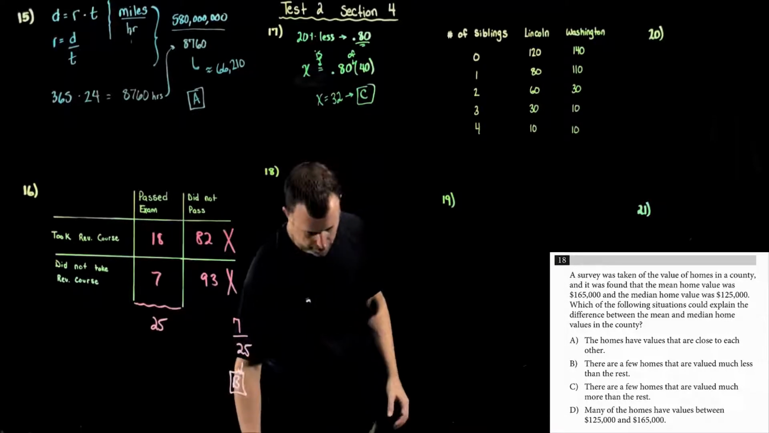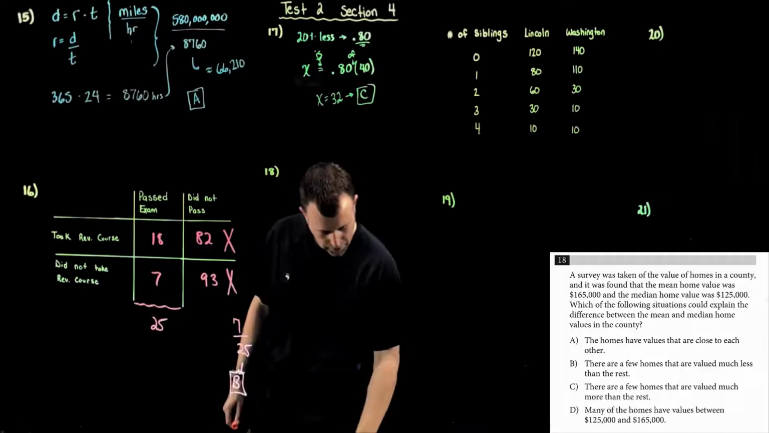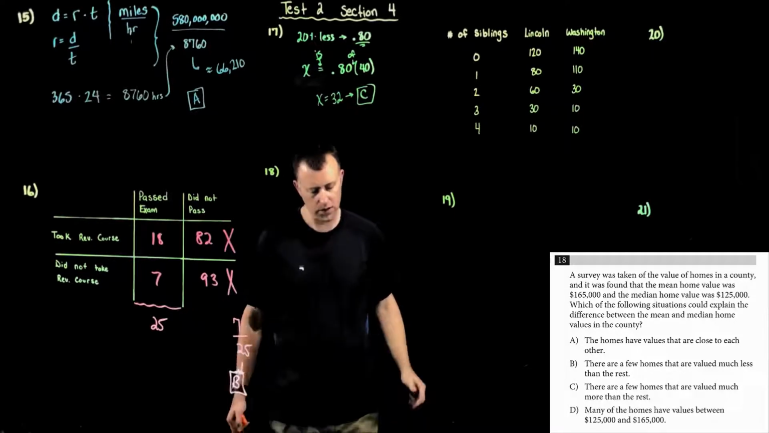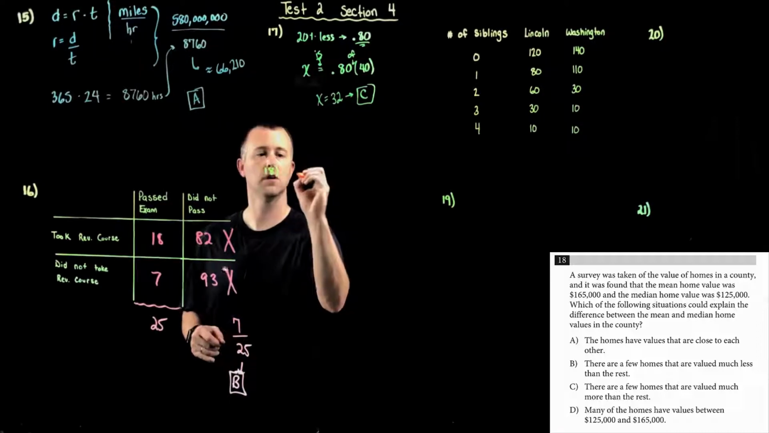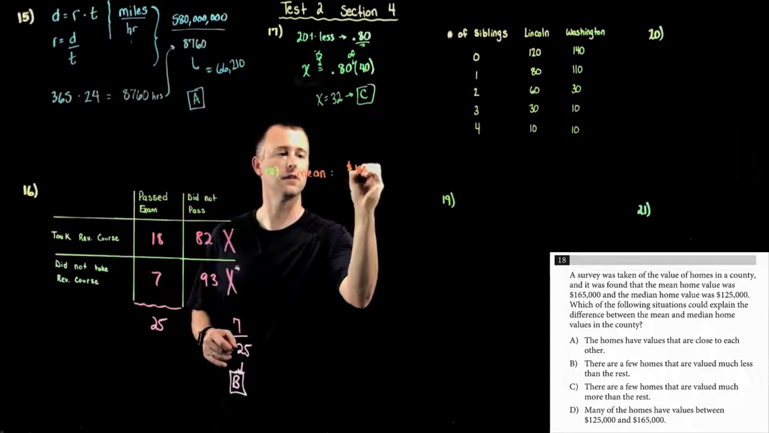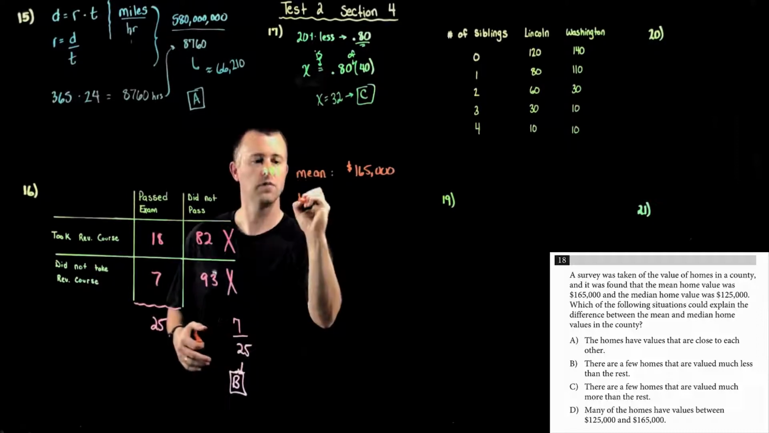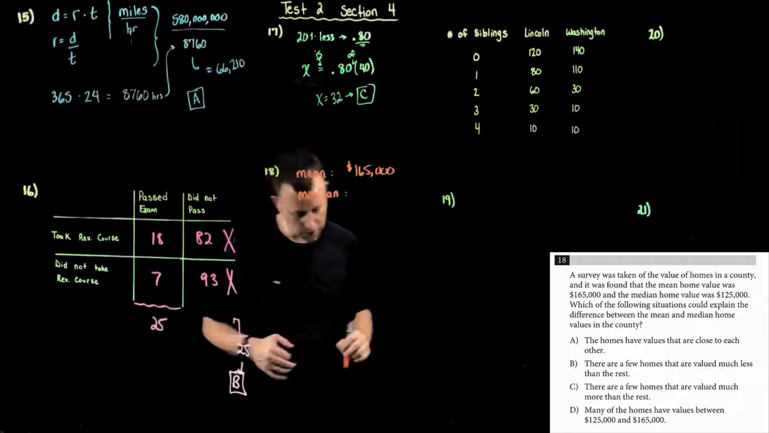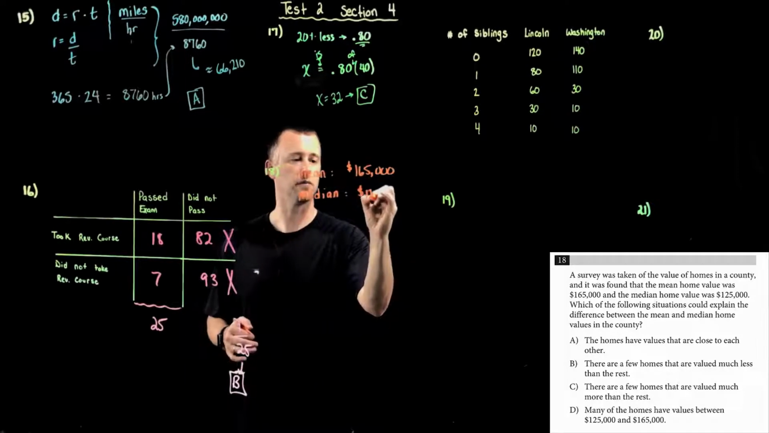Let's keep it moving. Number 18. This one says a survey was taken of the value of homes in a county. It was found that the mean was 165,000. So I got 165,000 for the mean. So that's the average. And then they're giving me a median, which is the number in the middle if I put all this data in order. And that median value was 125,000.